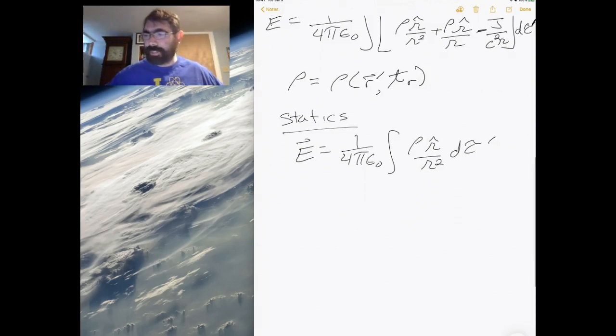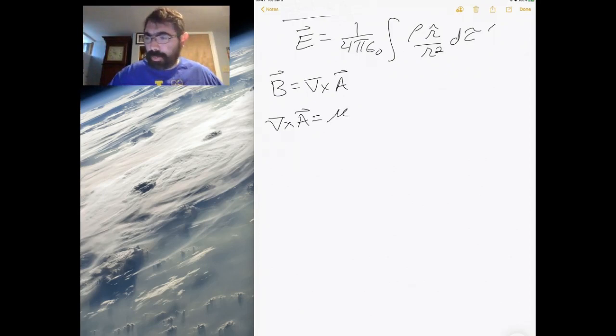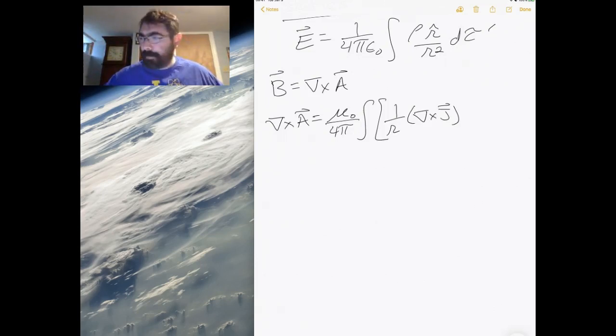Okay, so now let's take a look at the magnetic field. The magnetic field, we're going to calculate as the curl of the potential A. So for this curl of the potential A, we're going to get mu 0 over 4 pi, the integral of 1 over r times the curl of J, minus J cross product with the gradient of 1 over r, and then we integrate that whole thing over the volume. So that's right up in here.